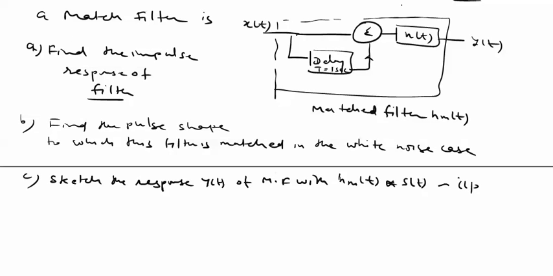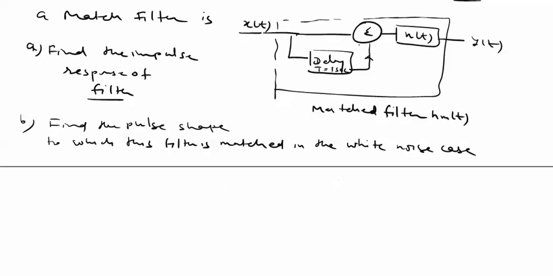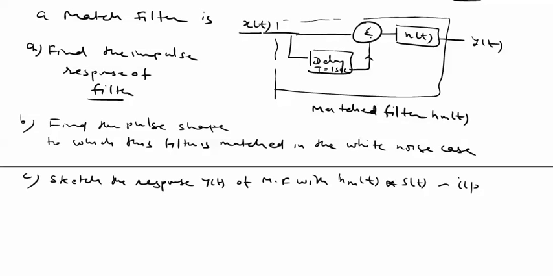In this question, a match filter is given to us. x(t) is the input, and with some delay amount it is added, and s(t) is in a series block, in cascade, and the result is y(t). Find the impulse response of the filter. This is a new type of question. We want to find the impulse response of this.